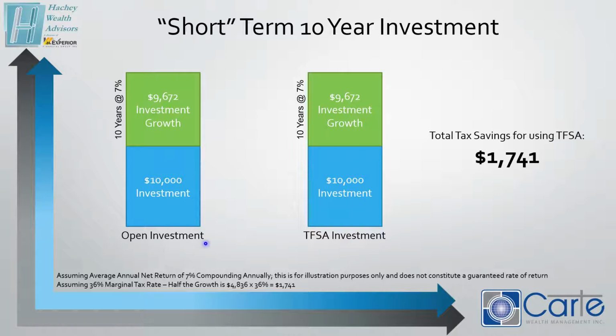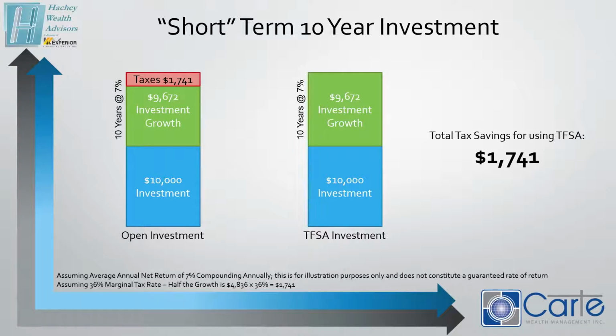a non-registered investment account, well, you've got to pay capital gains. If we follow our formula, the capital gains will be half the growth. So half the $9,600 is $4,800. We'll assume a marginal tax rate of 36% here. You're going to pay capital gains tax of just over $1,700.